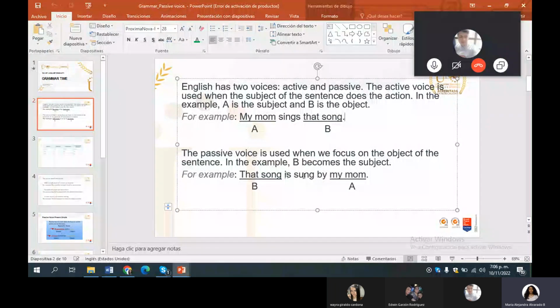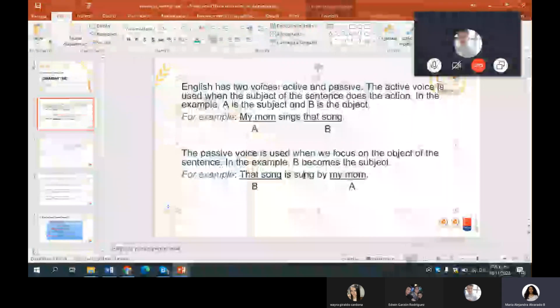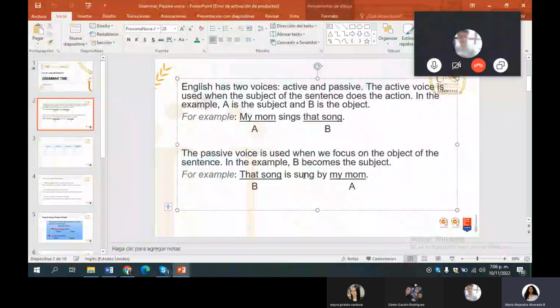For that reason, it's really important to know the verbs. We have two types of verbs: regular and irregular. Regular verbs are those where we add ed or ied, depending. But irregular verbs form their own way, and we cannot change them. In this case, the verb is sing, and the past participle of sing is sung. So the song is sung by my mom.